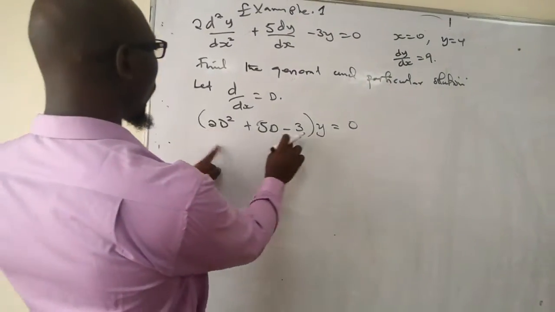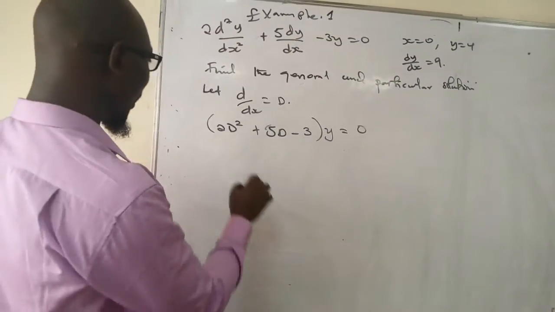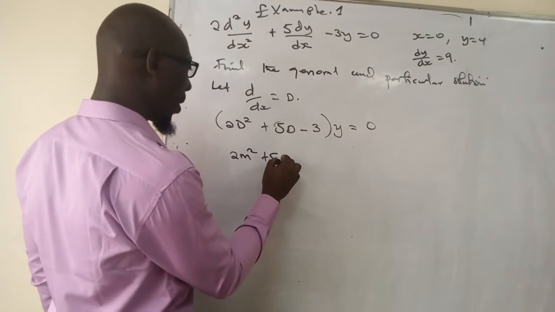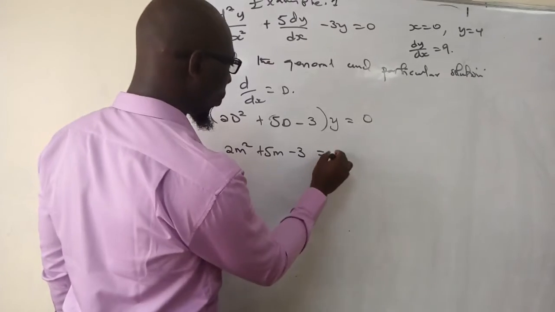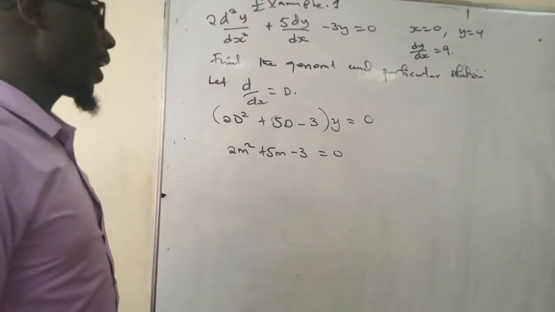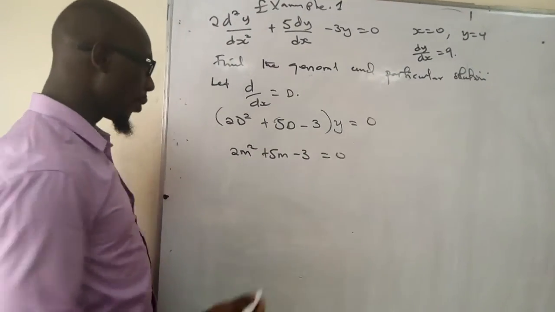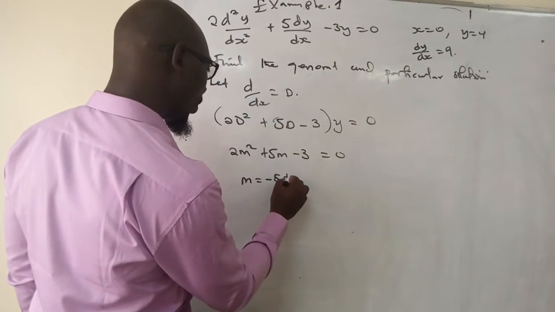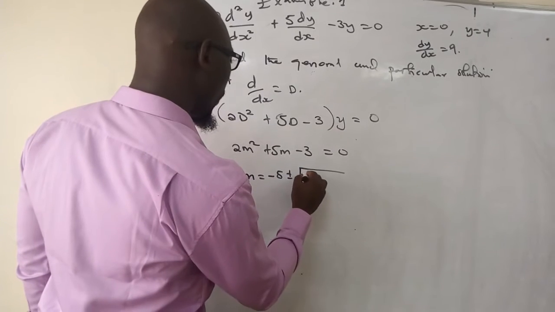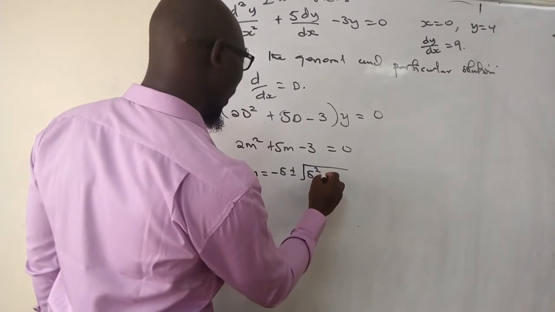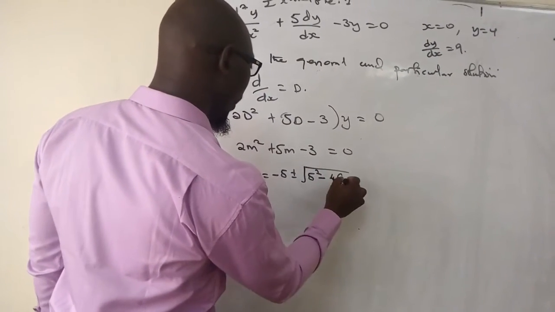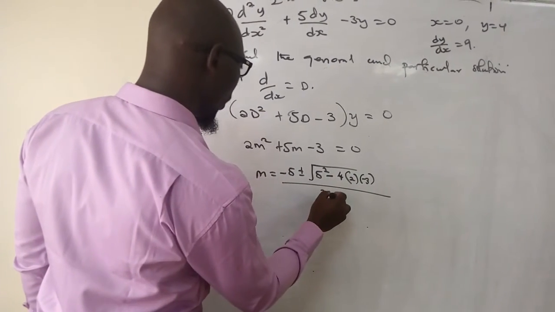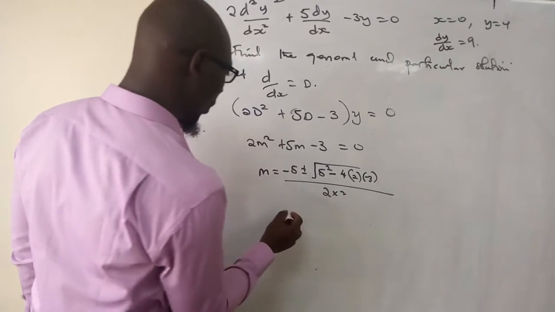So this one is where we form our auxiliary equation. That is, you can replace D with m. Now you have 2m squared plus 5m minus 3 is equal to 0. Then we solve for m. So using the quadratic formula, we have m is equal to minus 5 plus or minus the square root of 5 squared minus 4 into a, which is 2, and c, which is negative 3, everything divided by 2a, which is 2 by 2.